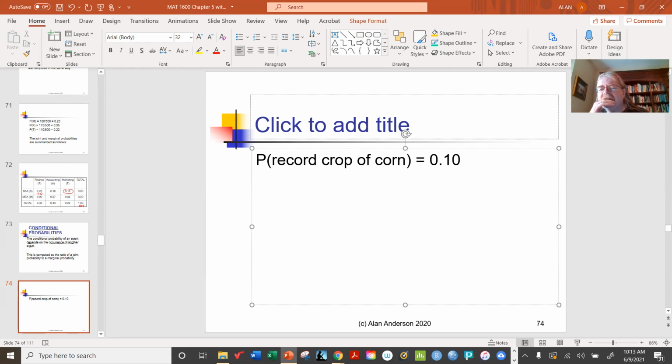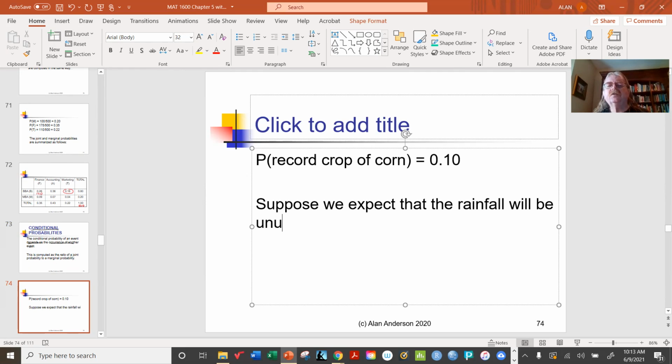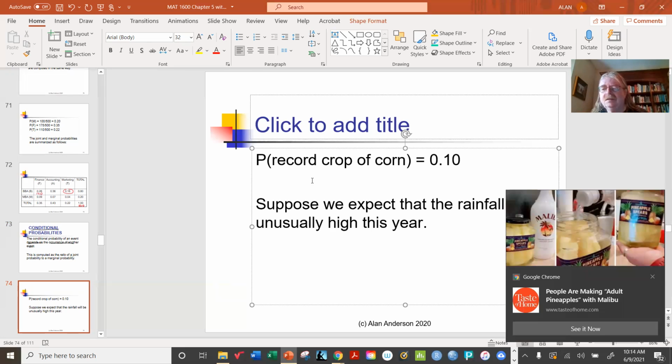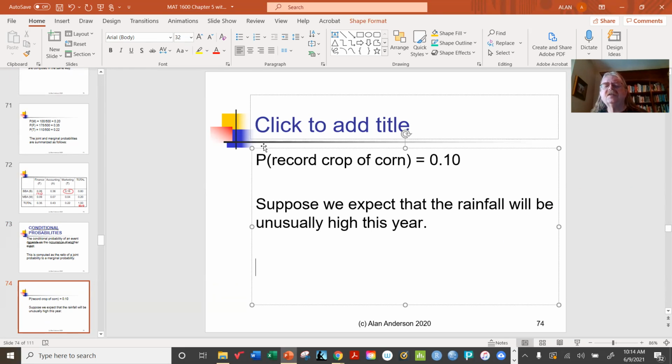Now, what if I find out that we expect the rainfall this year to be unusually high? In other words, the weather service has told us to expect a very rainy season. So would that not cause us to adjust our probability? Now here, I'm saying to myself, I believe that this year I can set a new record with probability 10%. But then the weather service says this year we're going to have more rain than usual, which is good for corn.